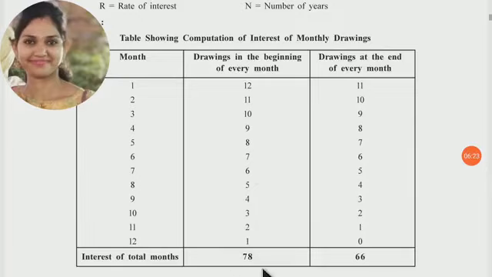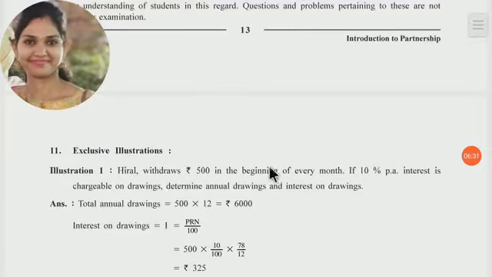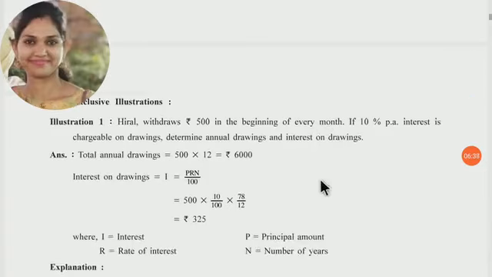So for the drawing of Hiral, we have to take the number of months as 78, because the word is the beginning of every month. So whenever the beginning of every month is given, at that time it is compulsory to write n is equal to 78 by 12, right girls? Here we are writing months, 78 months.